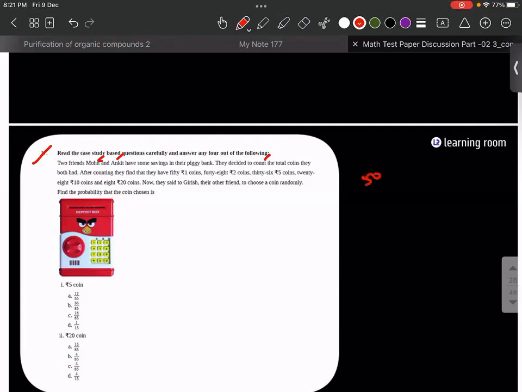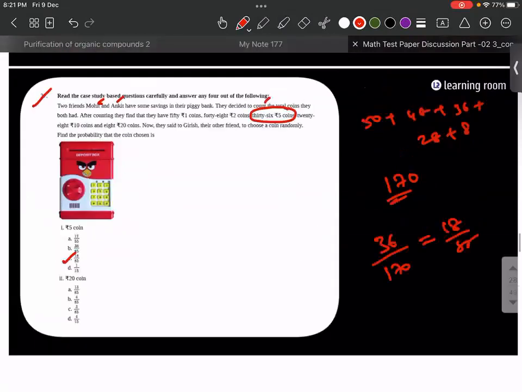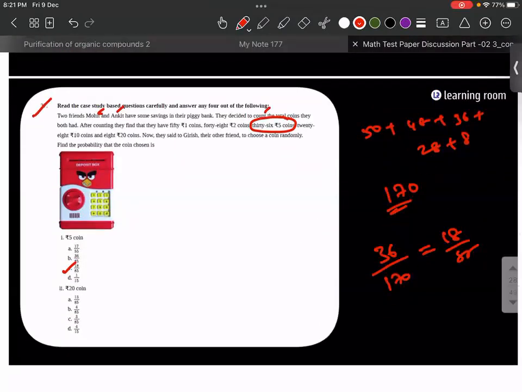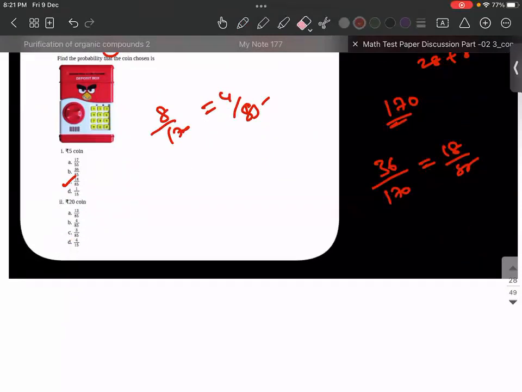170. So 50 plus 48 plus 36 plus 28 plus 8. How much is this coming to? 170. Yes, sir. Okay. Somebody's mic is on. Please switch it off. So it should be 5 rupee coin is 36 divided by 170. How much is the answer? 18 by 85. Option C. Then 8 by 170, which is 4 by 85. Option B.